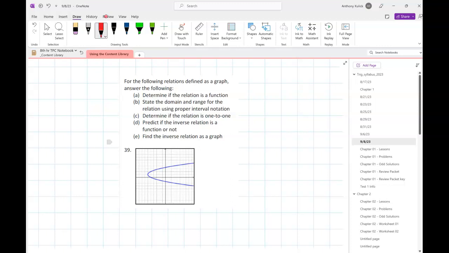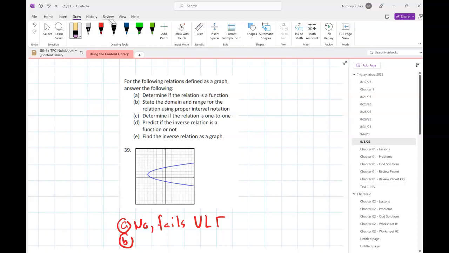So, is this a function? No, right? It fails the vertical line test. And then part B wants the domain and range.